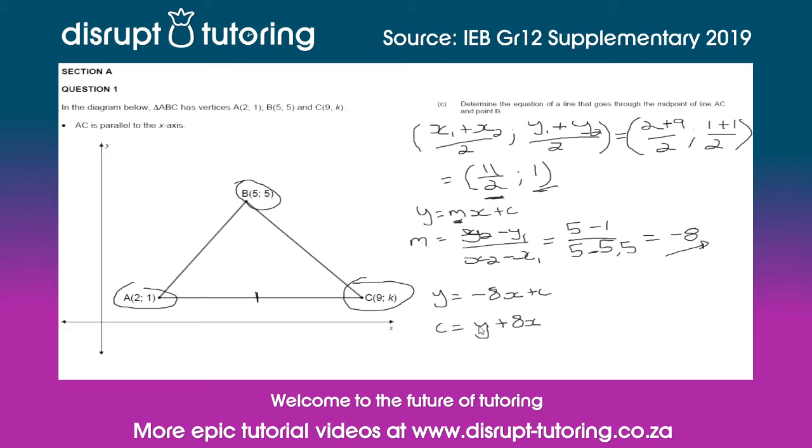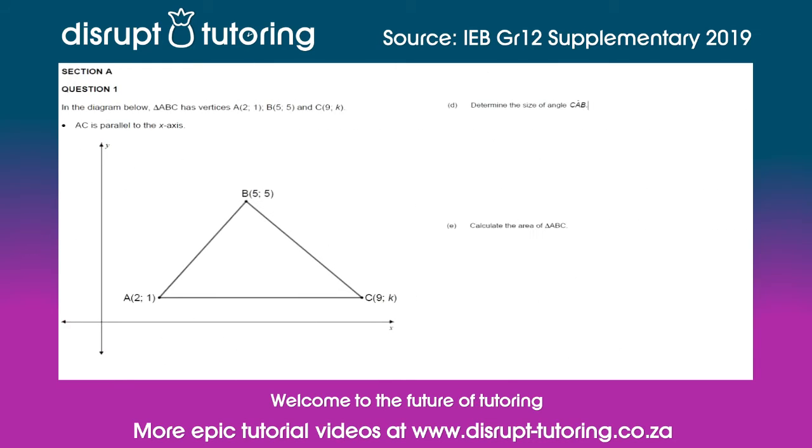And we can sub in this point B to solve for c. So we know that c equals 5 plus 8 times 5. Remember, these two 5 values come from this point B. So again, put that in your calculator and we get that c equals 45. Then we can rewrite that the equation is y equals minus 8x plus 45. And that will give you 4 marks.